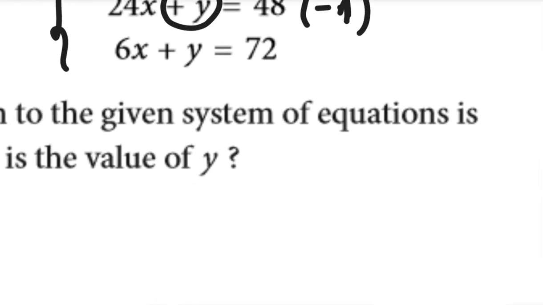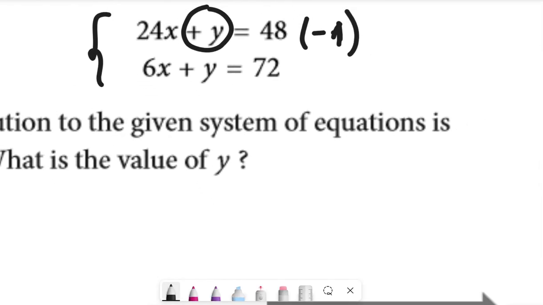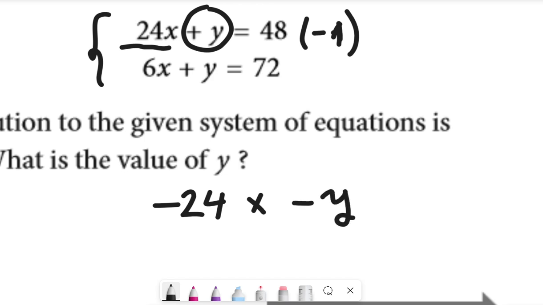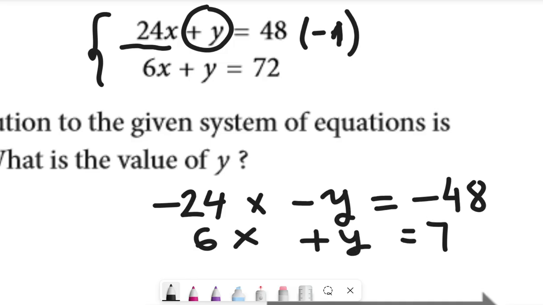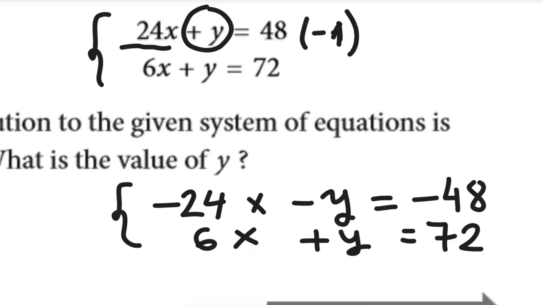What do we mean by that? First one, when it's multiplied by negative 1, 24 multiplied by negative 1 becomes minus 24. Positive y multiplied by negative 1 becomes negative y. 48 multiplied by negative 1 becomes minus 48. The second equation remains the same, 6x plus y is equal to 72. Excellent. Now let us add them together.